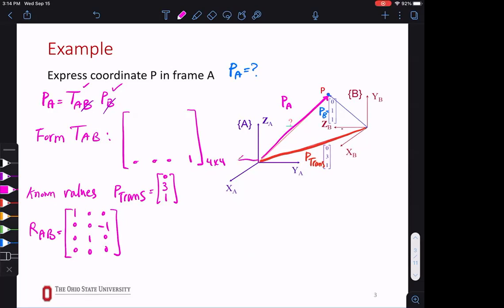Z is in negative Y direction. It's a negative number. So you should be comfortable writing this by now. Yes.